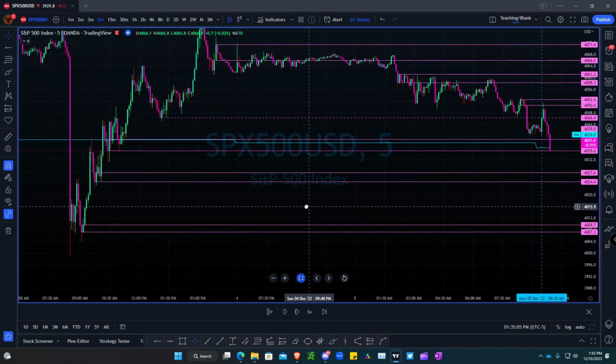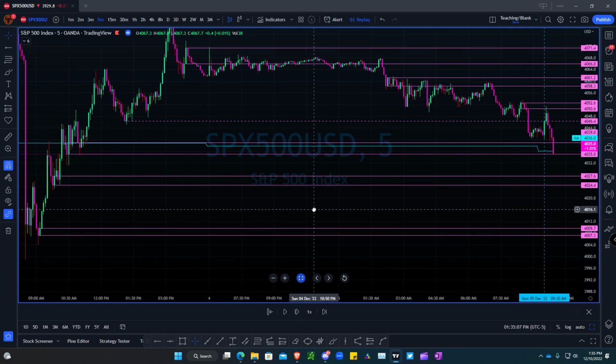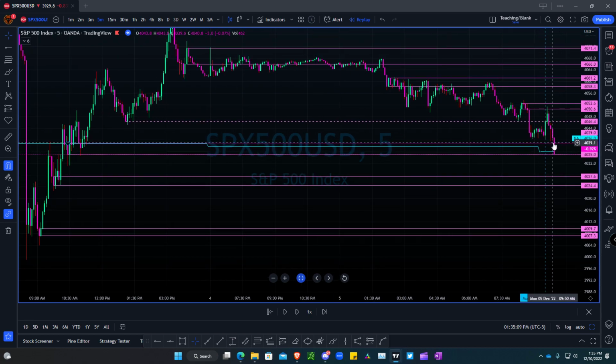All right, so now we'll continue this on. We've gotten this test here. Now, we want to see a candle close, and again, I'm not really trying to, in this type of market, like we talked about all week, we're shorting the pops. That's what I'm looking for.